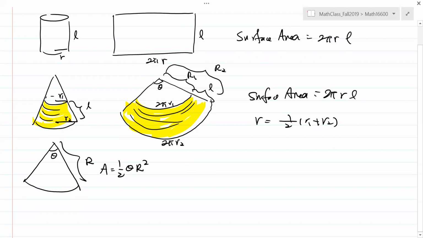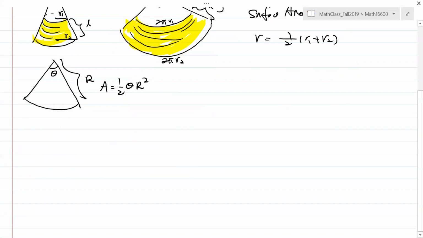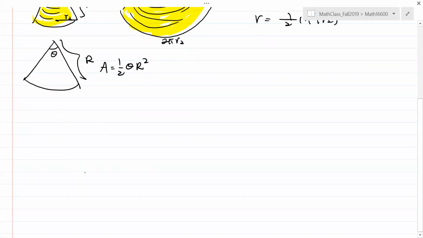We use that. The reason we want to use that is, suppose we have an axis, and you have a curve here. You want to rotate this curve around this axis to generate a surface.